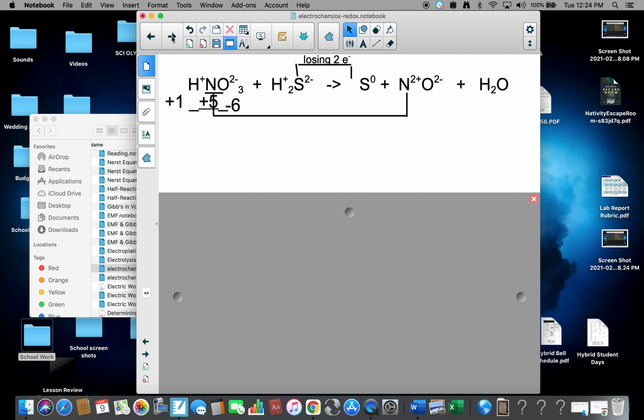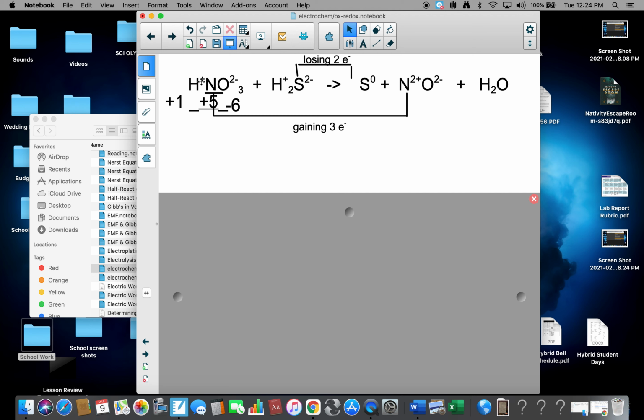Now, does it make sense? It doesn't make sense. Why is it going up, but it's considered a loss? Remember, electrons are negative. So if we're losing electrons, we end up having the number go up. And going from +5 to +2, that's gaining 3 electrons.